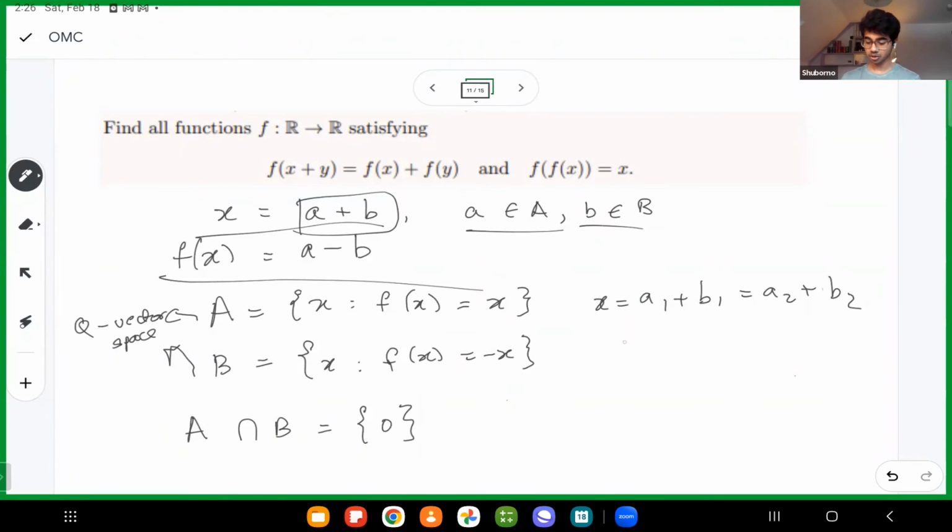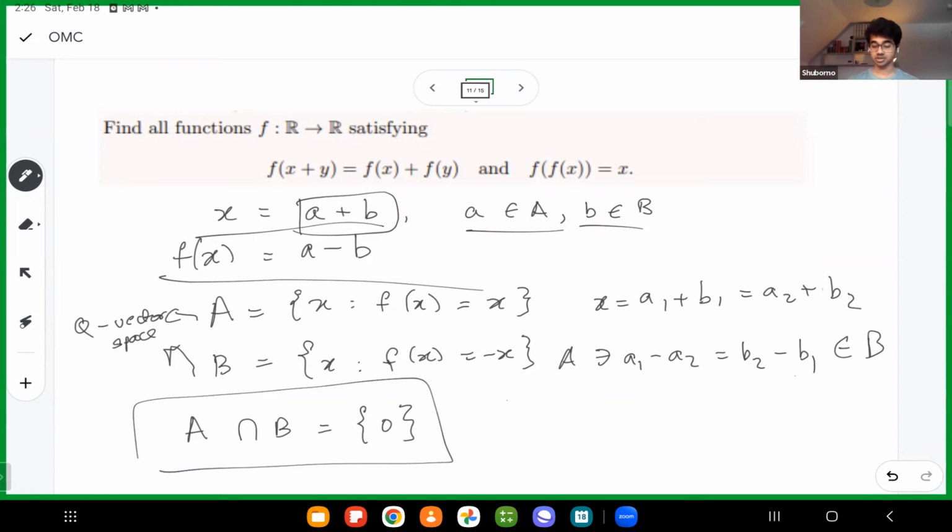Okay. And your point is that A1 minus A2 is B2 minus B1, right? This is in A because a linear combination of two values in A remains in A, and this is in B, but we know that A intersection B is 0. So this has to be 0. I like this method more because you would come up with this when you're doing linear algebra.